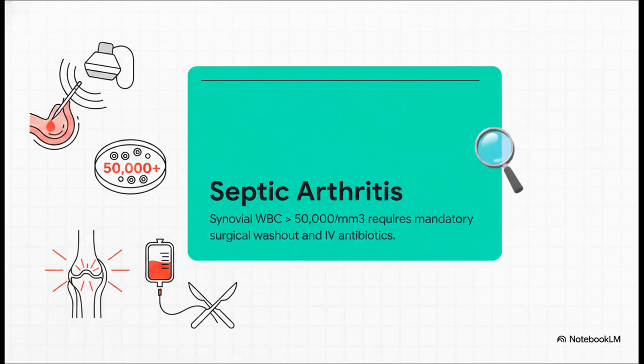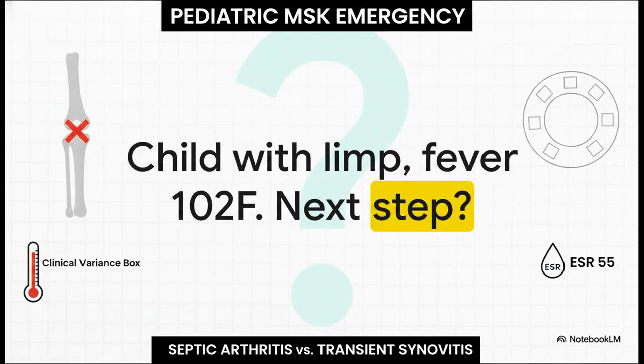So what happens when those criteria actually trigger? The clinical pathway locks in. The mandatory next step is an urgent ultrasound-guided synovial fluid aspiration. If you pull fluid and that synovial WBC count comes back over 50,000, you've just confirmed septic arthritis. That mandates immediate surgical washout and IV antibiotics. No exceptions. Okay, let's put that threshold to the test.